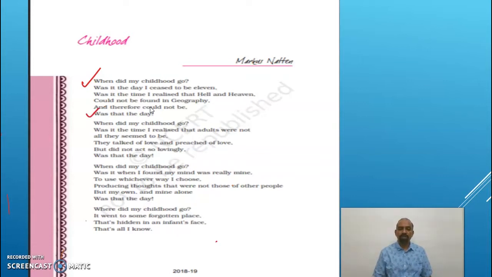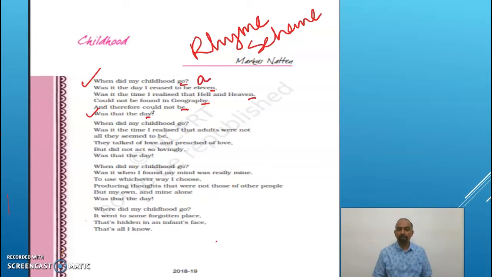So first we can find the rhyme scheme of the poem. How do we find the rhyme scheme? The rhyme scheme of a poem we can find by the ending sound of each line, then representing those sounds with alphabets. Here, go, the O sound, we can represent with A. And 11, that is another sound, there we can use B. And heaven, same sound, the N is repeated here, so again B. And geography, this is another sound, so we can represent it with C.